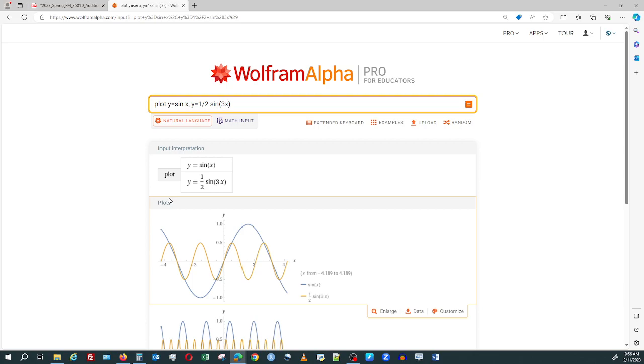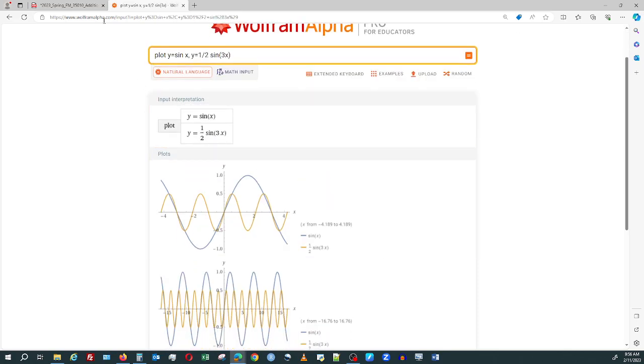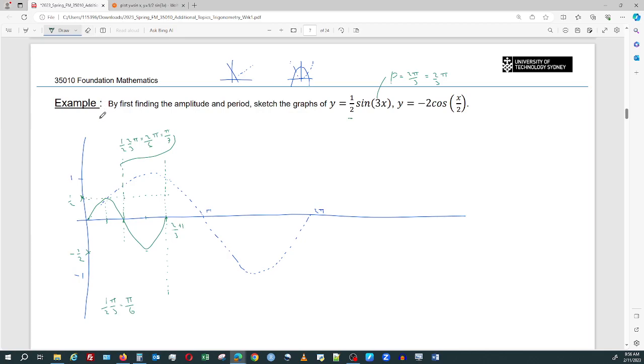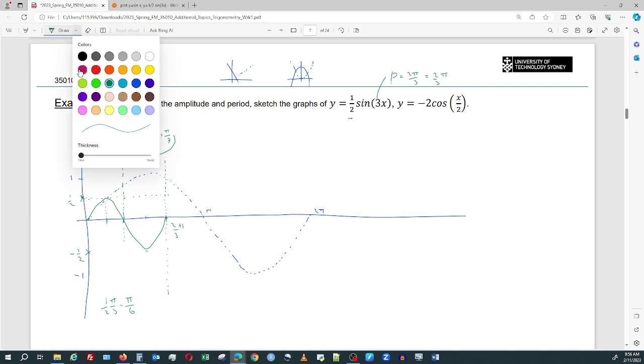And so we can do that. Comparison, it's the same as ours. Right? It's the same as ours. The other thing that we've got here is minus 2 cos x on a half. So we'll just have to take our time and use your intuition. I'll use this graphic colour.